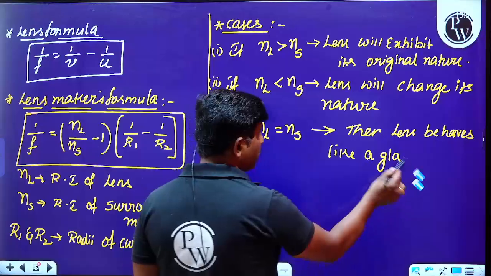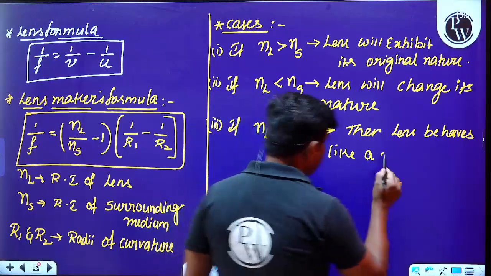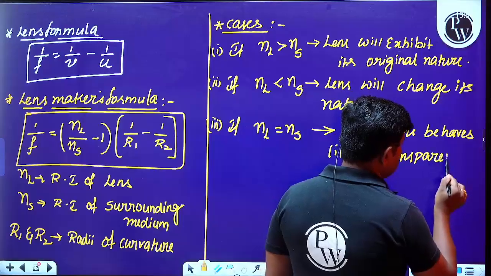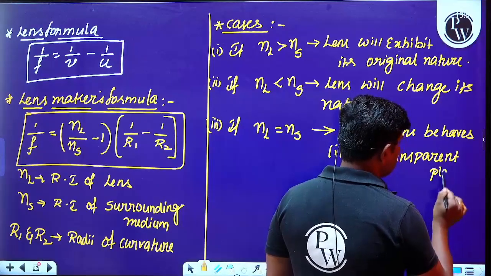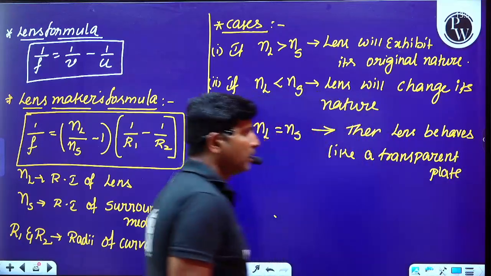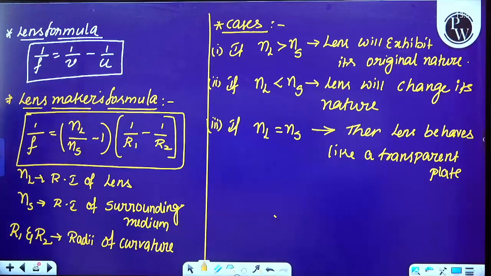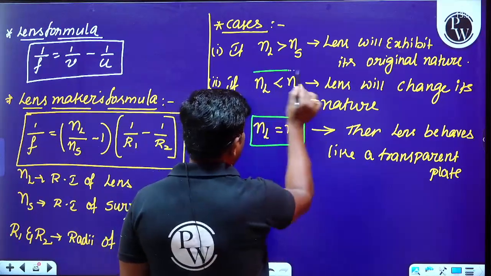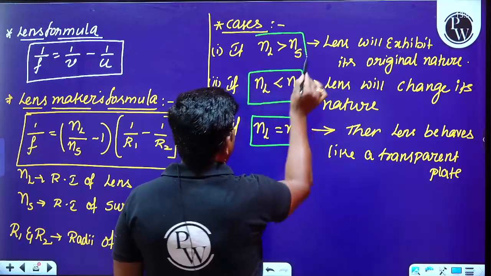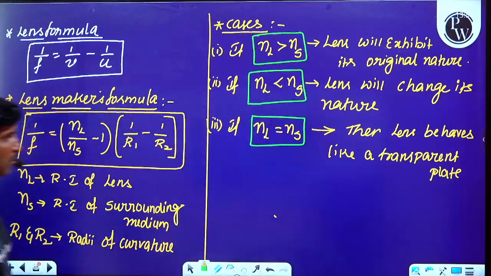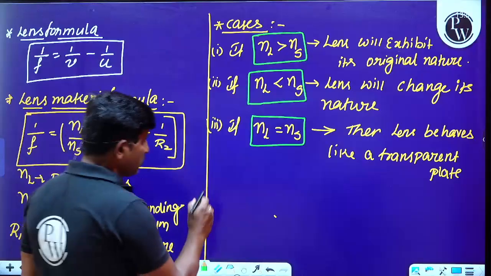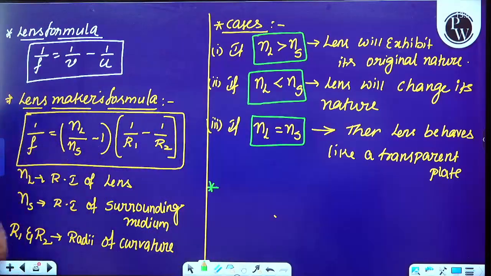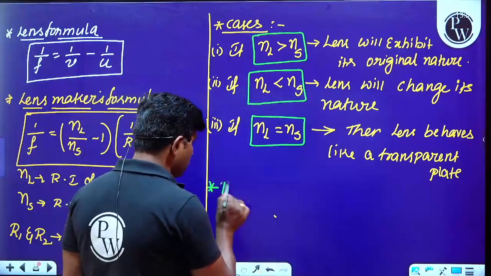The lens behaves like a transparent plate. So like that we have to think about the different cases. Is it clear? Based on this, they can ask questions without fail. Later we can move on to the next concept. What is the next concept? That is the power of a lens.